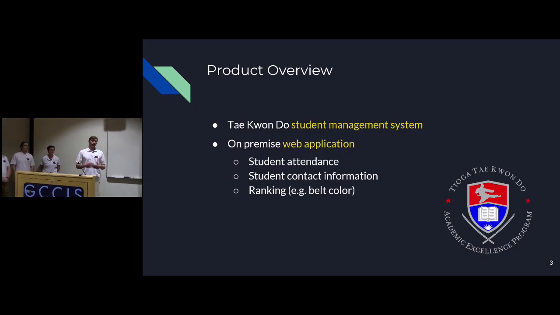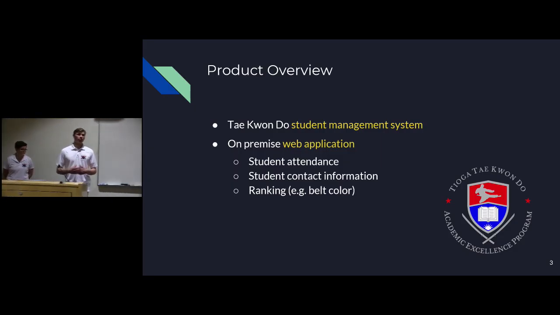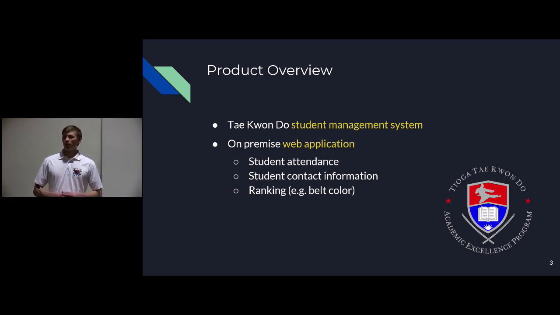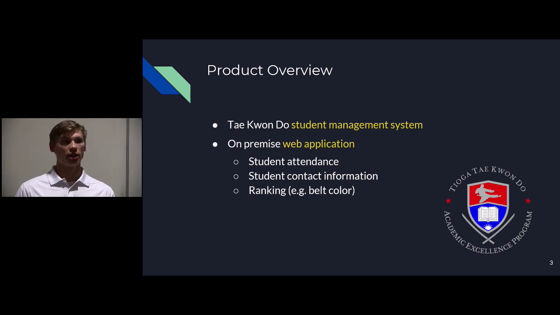As a quick refresher, the Taekwondo Student Management System is a web application that's used inside of the studio. It's used primarily in two ways. The first of which is used by instructors with a tablet. As students come in, the instructor will be able to mark their attendance and also mark their progress within the class. So, for example, give them a new belt rank.